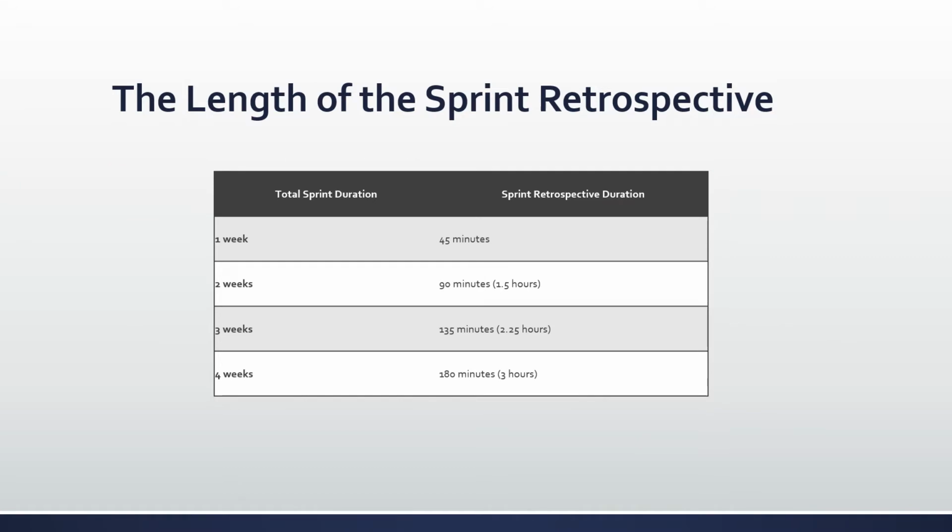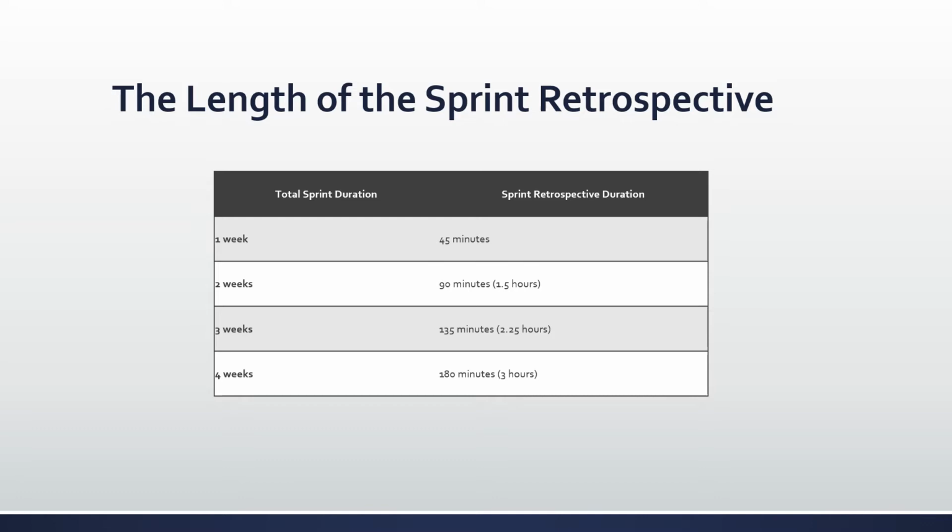So let's talk about the length of a sprint retrospective meeting. The thumb rule for the length of a sprint retrospective meeting is that it usually takes no more than 45 minutes per week of a sprint duration. So as you can see on this slide, the table illustrates this rule. For 1 week, if it was a 1 week sprint duration, then you would do a 45-minute sprint retrospective. If it's a 2 week, you do 90 minutes, 3 weeks, 130 or 2.5 hours, 4 weeks, 3 hours. You should never exceed like 4 hours with this.